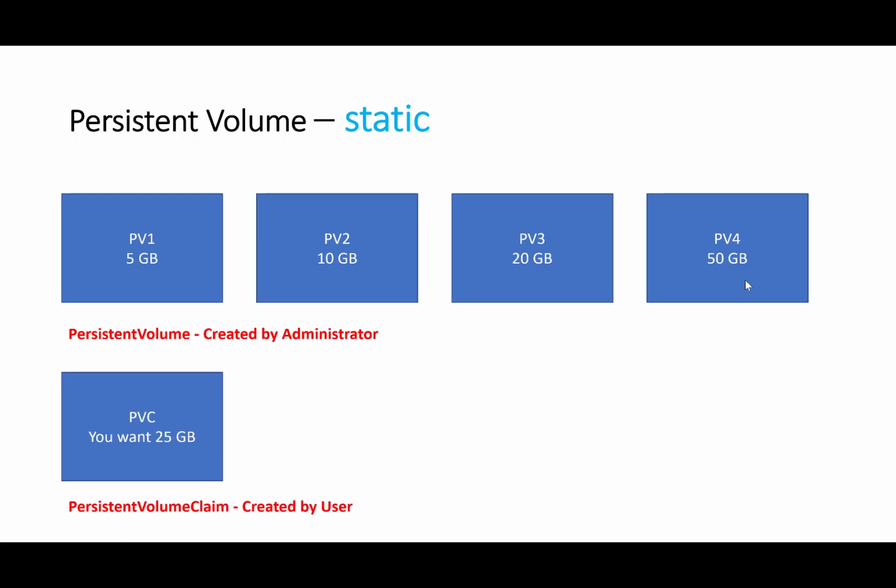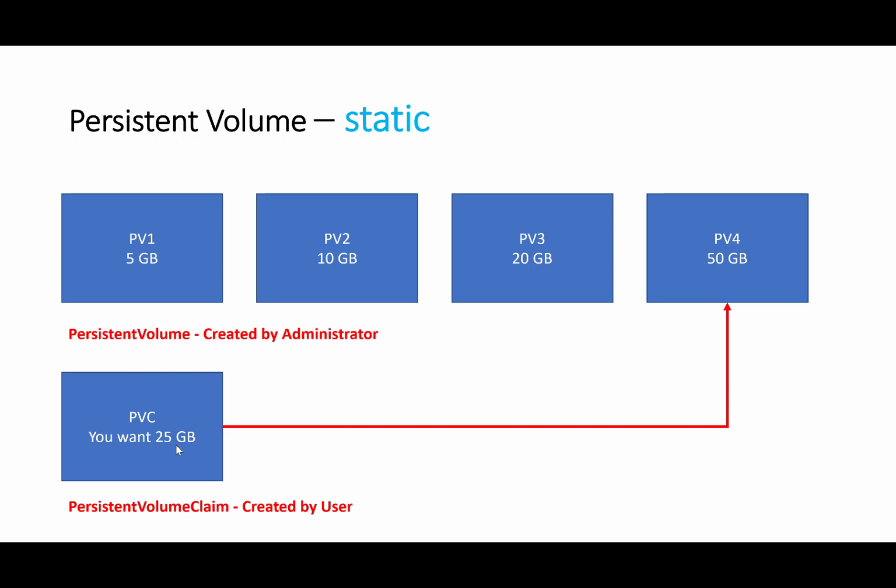So you, as a user, as a developer, come up with a claim. You create a claim and you only want 25 GB. Now, the binding takes place so that you get a minimum of 25. All these, the 5 GB, 10 GB, 20 GB, do not match your requirements. So the provisioning takes place with Persistent Volume 4, which has a size of 50 GB. So it meets your minimum requirement of 25 GB.